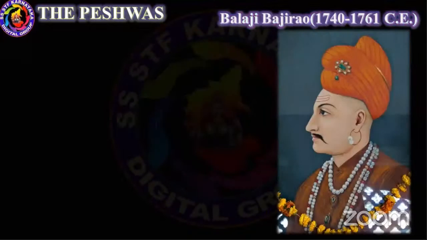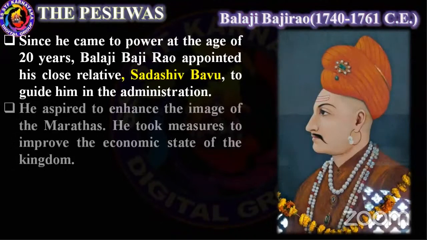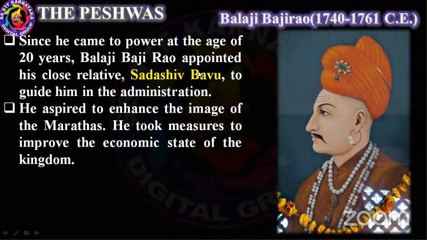Hence, he was called Shivaji the second. Since he came to power at the age of 20 years, Balaji Bajirao appointed his close relative Sadashiv Babu to guide him in the administration. Later on also, he took the help of his relative Sadashiv Babu as the guide.